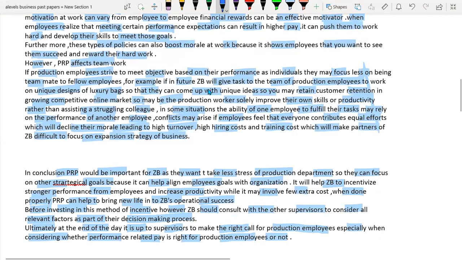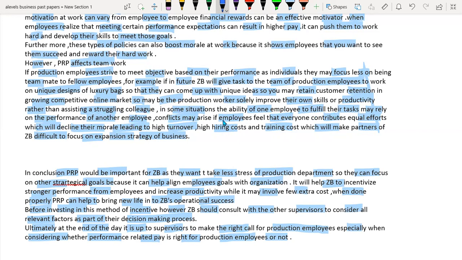For example, if in future ZB gives tasks to a team of production employees to work on unique designs of luxury bags so that they can come up with unique ideas, it means that ZB may retain customers in the growing competitive online market. But maybe the production workers solely improve their own skills or productivity rather than assisting a struggling colleague. In some situations, the ability of one employee to fulfill their task may rely on the performance of another employee.